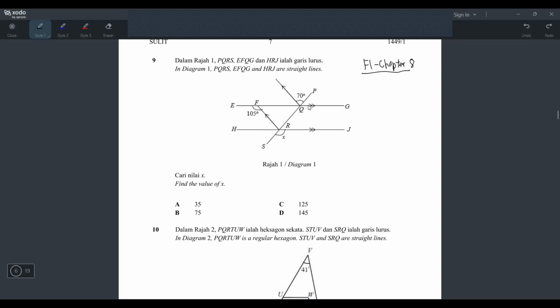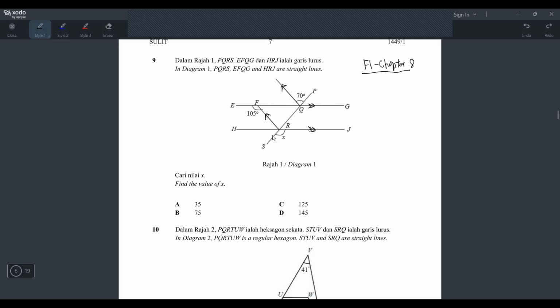Okay, first of all, we need to understand what this symbol means. This arrow symbol and this arrow symbol means these two lines are parallel. Parallel means selari. It means if you extend this line, they will not meet each other. They will not touch each other. Okay, that's what it means by parallel. Okay, same thing here. They put an arrow here and arrow here means what? These two lines are also parallel.